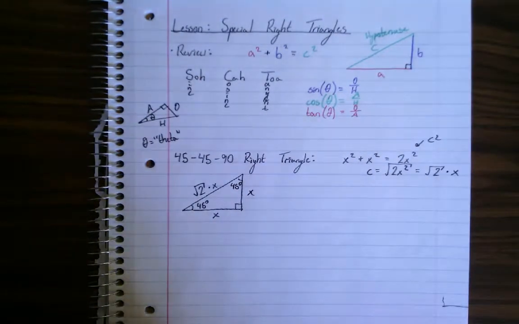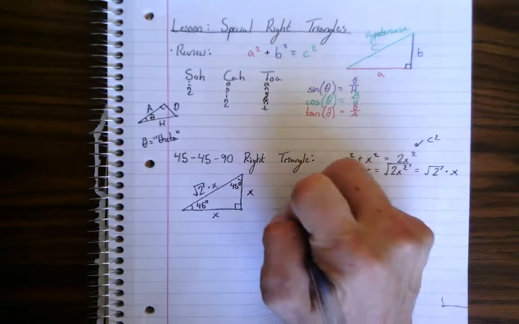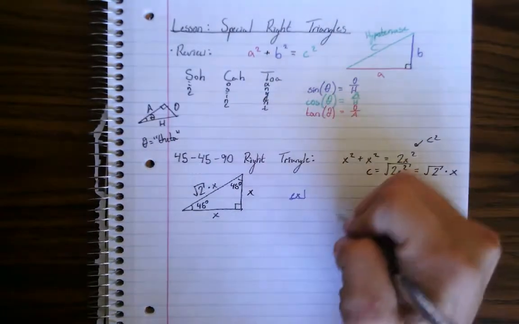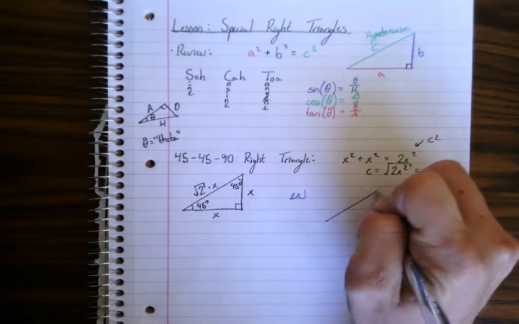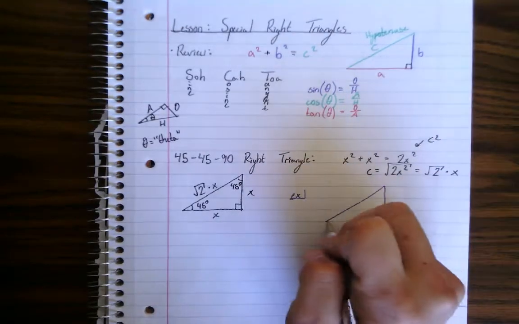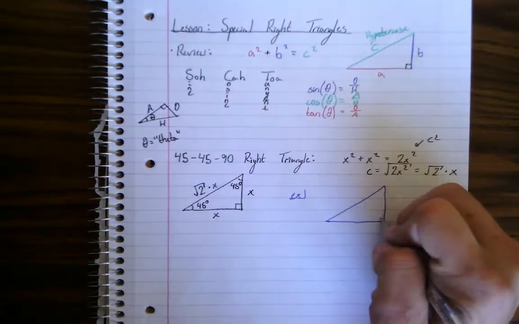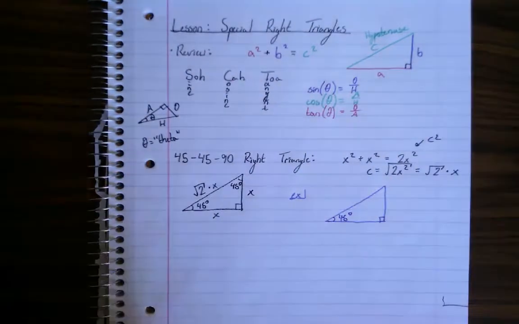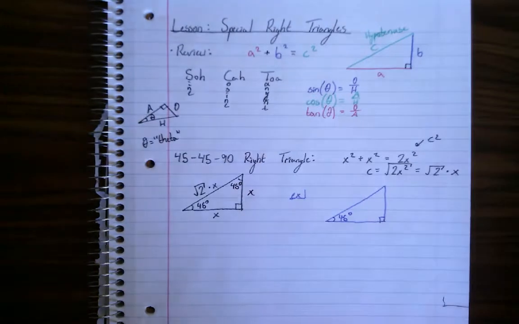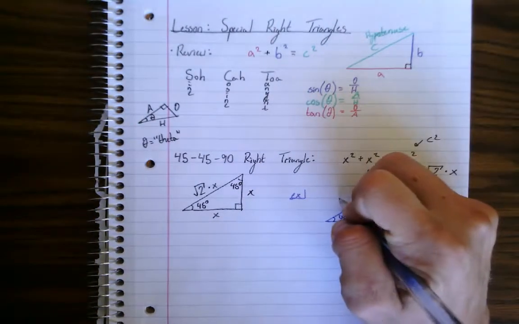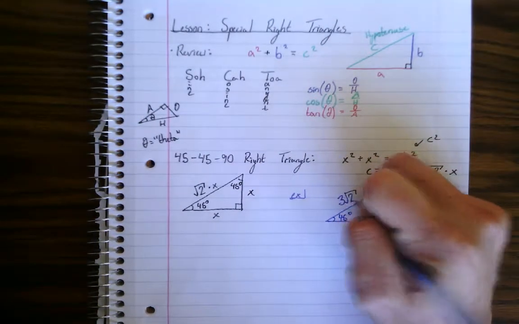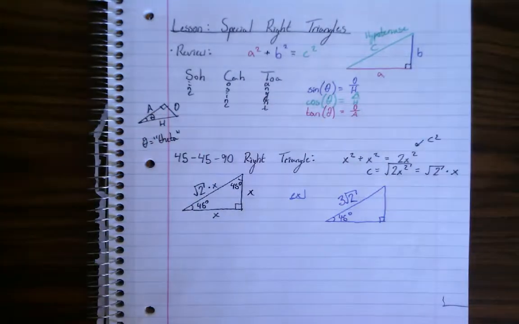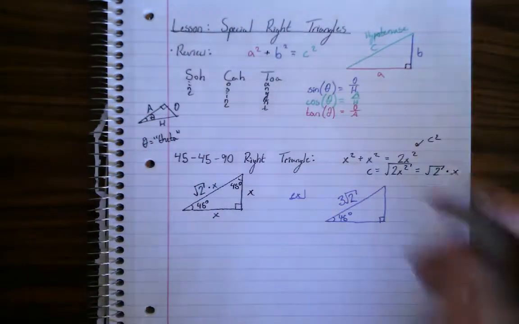So now let's do an example of this specific right triangle. I'm given a right triangle with a 90-degree angle, and one of them is 45 degrees. And I want to find this if my hypotenuse is equal to 3 times the square root of 2. I want to figure out what these two values are.